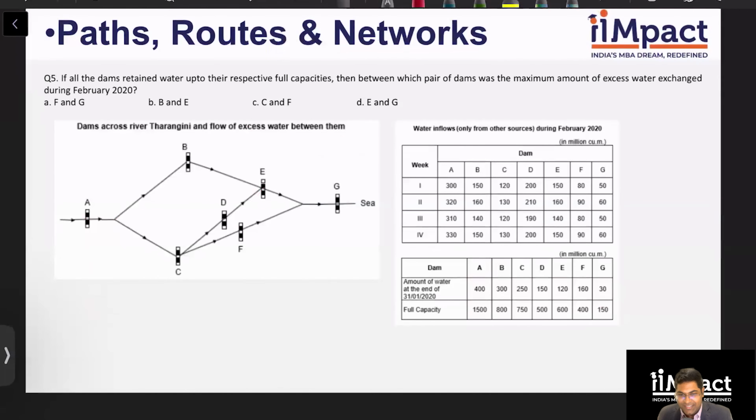Let's look at the last question of this set and this test. If all the dams retained water up to their respective full capacities, then between which pair of dams was the maximum amount of excess water exchanged? Again, guys, do I need to really calculate? No, I don't. Because I know that the final 2 routes which are towards the end of the network are EG and FG. So one of these routes has to have the maximum. Of course, the overall maximum will be G to the sea, but within the network, it will be between EG or FG.